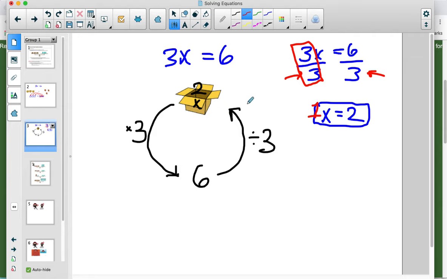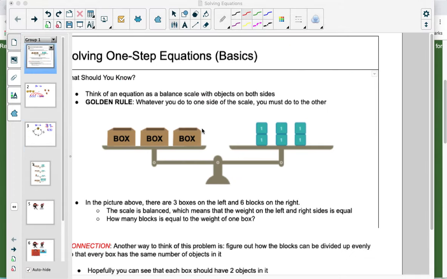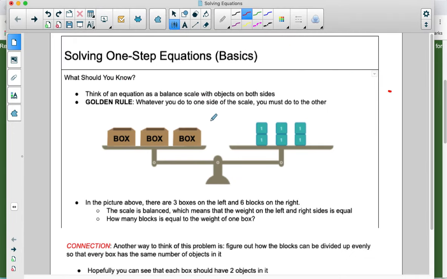All right, so that's just dividing, and that's a super simple example. We will, in the next video, do a problem that requires you to do multiplication.